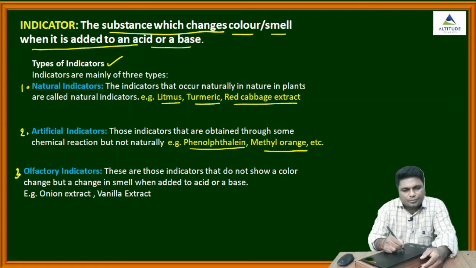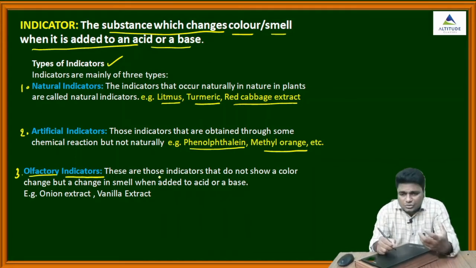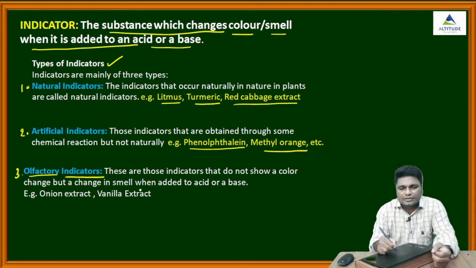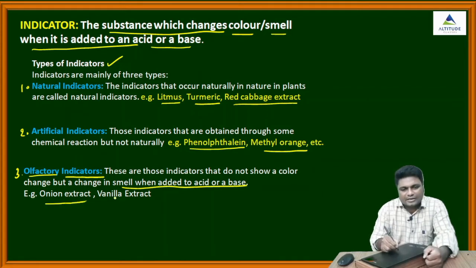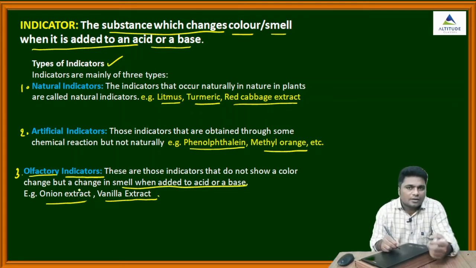Third, these are the olfactory indicators, which do not show any color change but show a change in smell, that is odor, when added to acid and base. This is onion extract and vanilla extract. Clear? Now we'll discuss how these indicators change their colors in different media like acid and base medium.